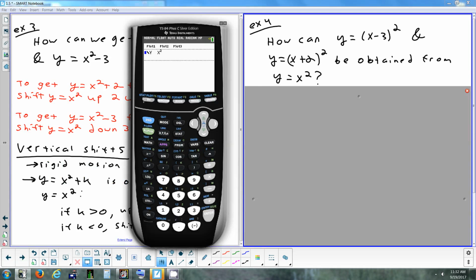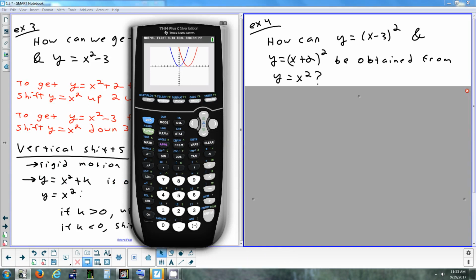And which way do you think x minus 3 would move? 3 units which way? Can you guess? Left 3? Or right 3? It's one of those two. Let's graph it and see what happens. So there's the original, and x minus 3 moved it to the right 3 units. How about the plus 2? That would move it left.